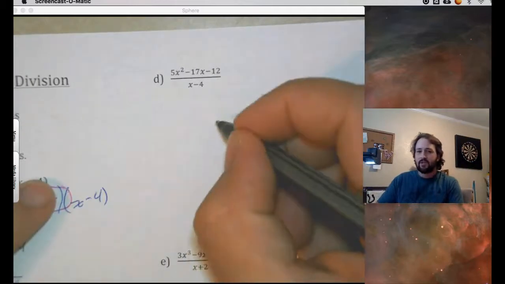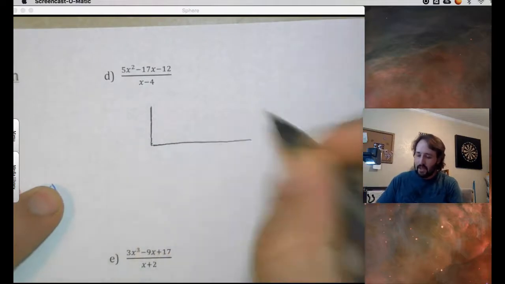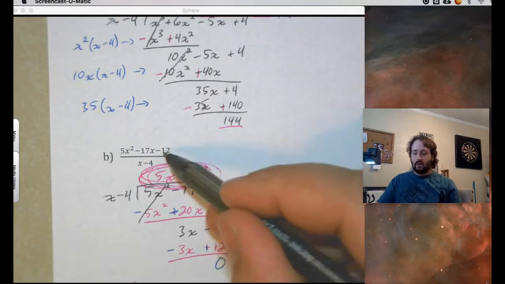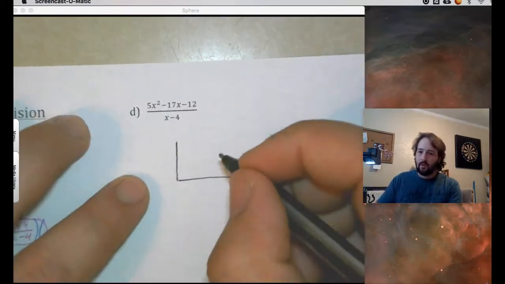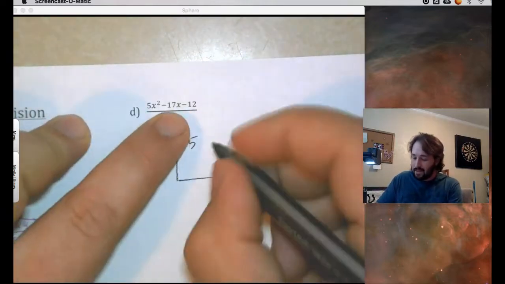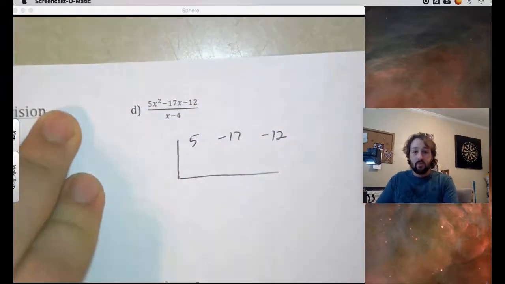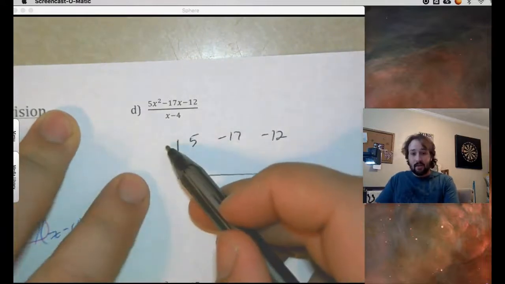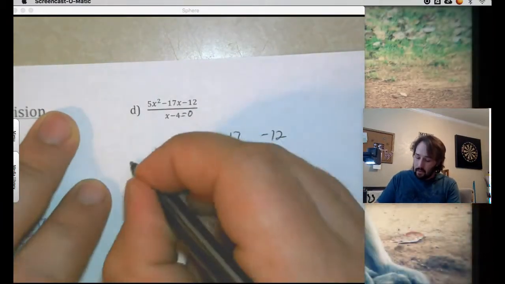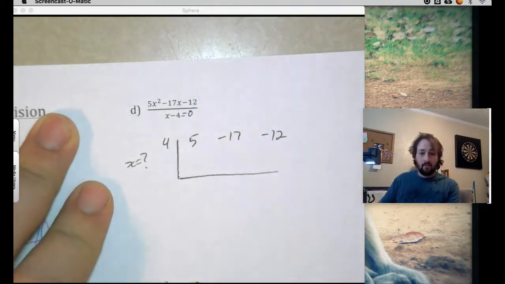Synthetic just starts out like this. It's kind of like an upside down division, and inside, just like with our long division, we put what we are dividing. But all I'm going to take are the coefficients of what I'm dividing. So 5x squared, I'm just going to put a 5, minus 17x, so negative 17, minus 12. Just the coefficients. Now on the outside, it's a little bit tricky. I need to have the solution, or x equals what? Well, if I added the 4, then x would equal positive 4 on the outside.